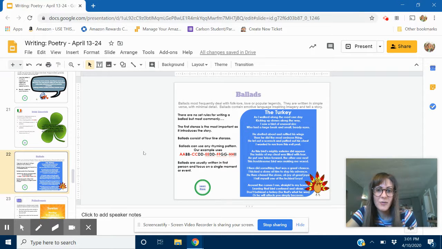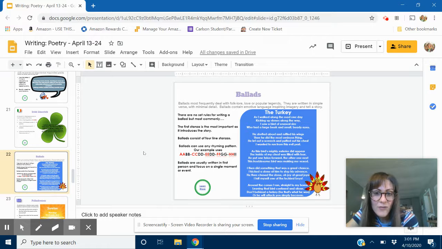As I walked along the road one day, kicking up stones along the way, I saw a bird of unusual size who had a large beak and small beady eyes. He strutted about and ruffled his wings. Then he did the most ominous thing. He let out a screech and pulled out his chest. I wanted to run from this evil pest. As this bird's mighty exterior did appear, the inside of my chest was filled with fear.